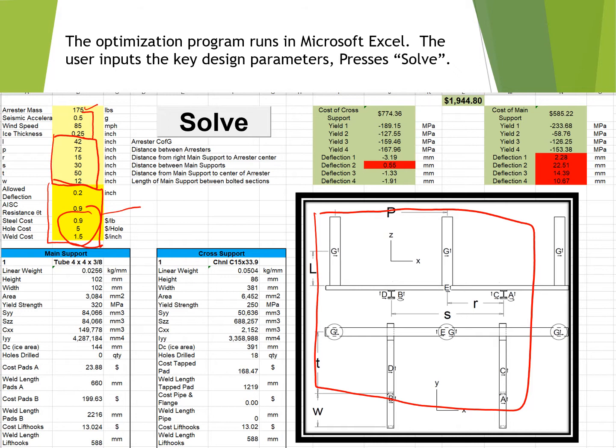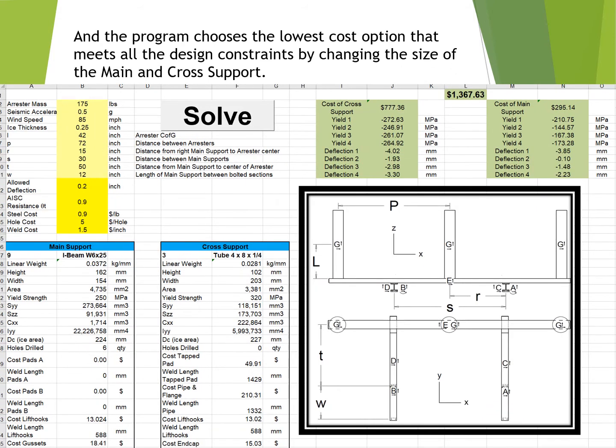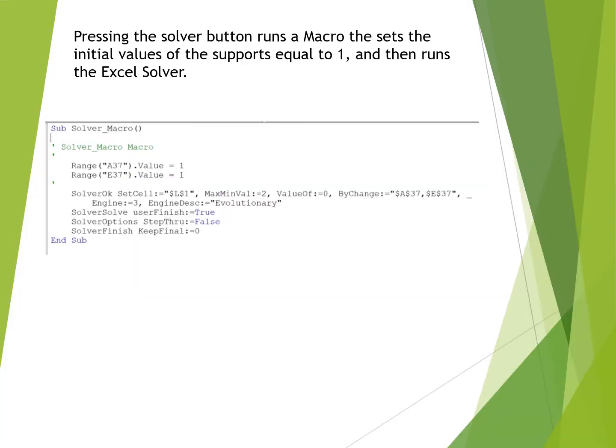Once this information is filled out, the user will hit solve, and it will solve by making sure all these constraints are less than 0. Once it is run, the solver has selected the optimum size main support and cross support that satisfy all constraints and gives you the minimum cost for the design.